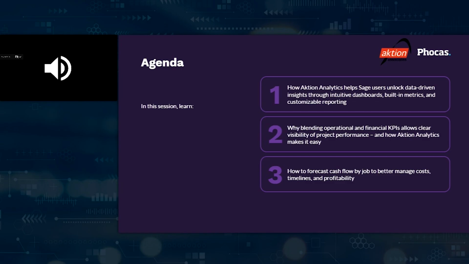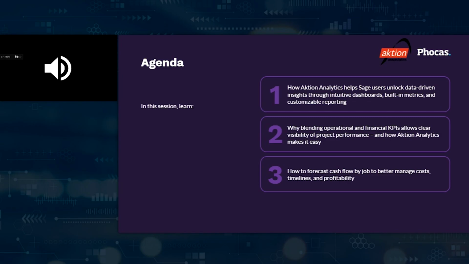Again, before we jump in, I'll just give a little overview of what we are going to cover today. First off, we want to show you how Aktion Analytics can help Sage 300 CRE users unlock data-driven insights through our intuitive dashboards, built-in KPIs, and customizable reporting. A lot of what you're going to see today is part of our solution that we have with 300 CRE. And hopefully, as Hayden goes through the demo, you will really see how our tool is built for the end user, and it's a very user-friendly platform.